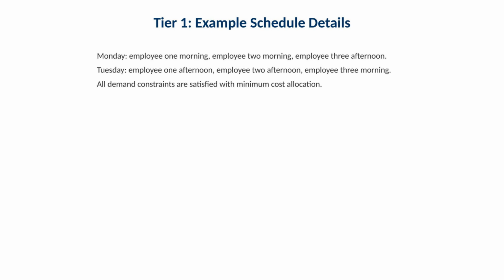Operationally, you should read this as a feasibility check. Every shift meets the demand requirement, no one is assigned twice in the same day, and the pattern distributes work in a simple, balanced way across the 2 days. The key takeaway is that the model does not just give a number, it gives an executable assignment plan that achieves minimum cost under the stated rules.